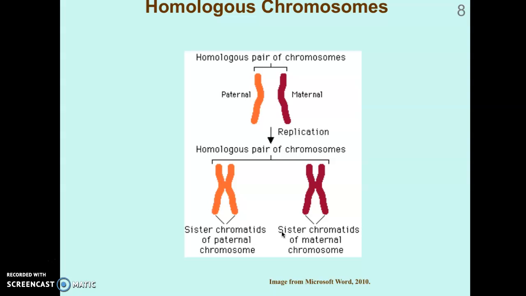So let's talk about this. Where do our traits come from? Our traits are found on our chromosomes. How many chromosomes do humans have, or how many pairs of chromosomes? We have 23 pairs or 46 chromosomes.